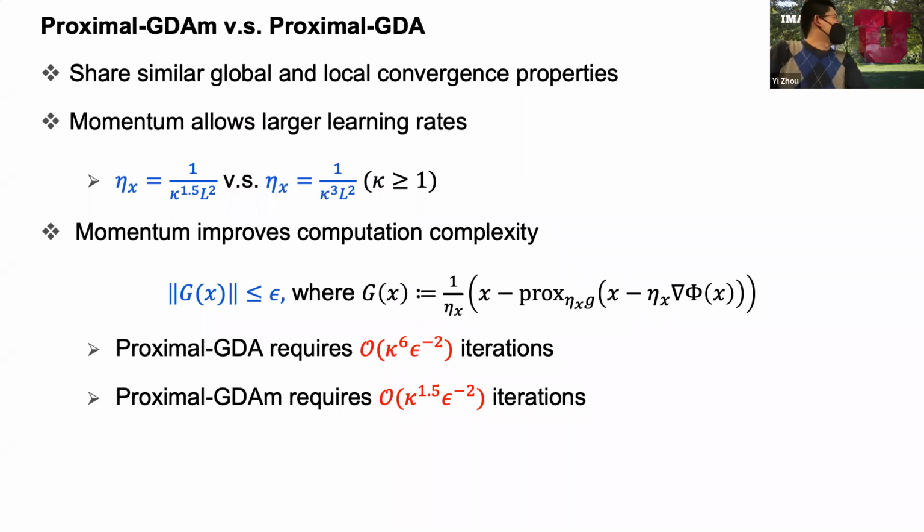So we're looking at the non-convex in X and strongly concave in Y setting. This is for the standard GDA algorithm. It depends on the condition number to the power of 6. And with momentum acceleration, the dependence on the condition number can be substantially improved.